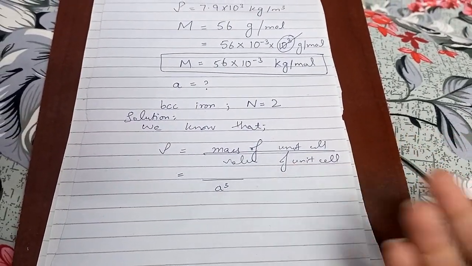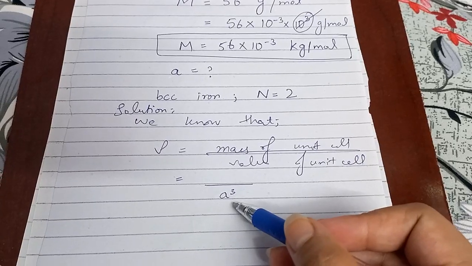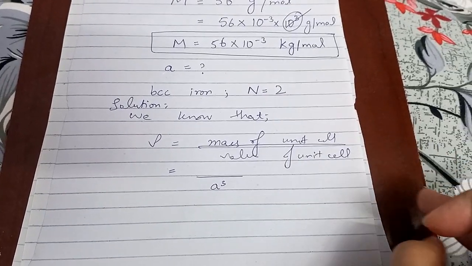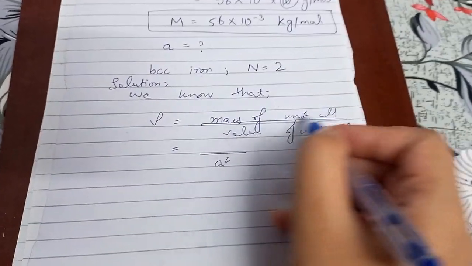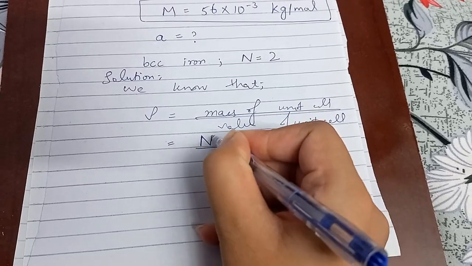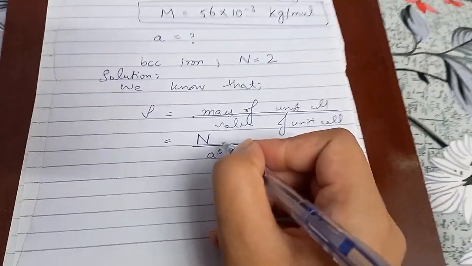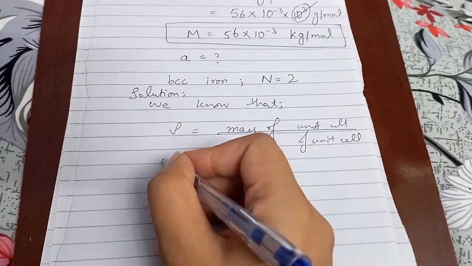Cubic structures have volume equal to a dot a dot a, since all of the lengths are equal, so it's a cube. The mass of the unit cell is equal to capital N, which is the number of atoms per unit cell, multiplied by the mass of each atom making up the unit cell.